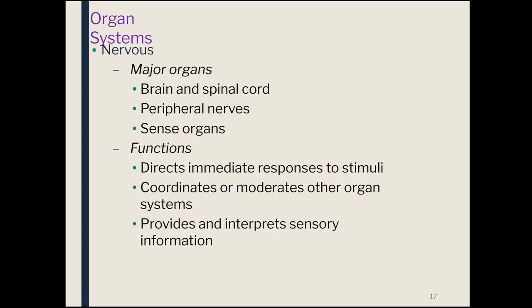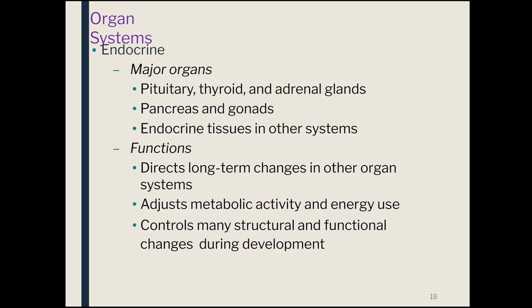Nervous system, think brain, spinal cord. That's our central nervous system. Our peripheral nervous system is anything outside of that. Helps to respond to immediate stimuli, very fast, quick acting responses, coordinates and moderates other organ systems, and helps to interpret sensory information from our external environment as well as internal.